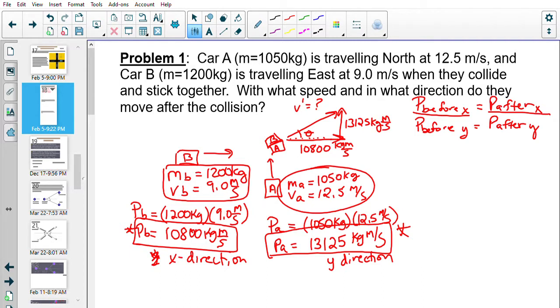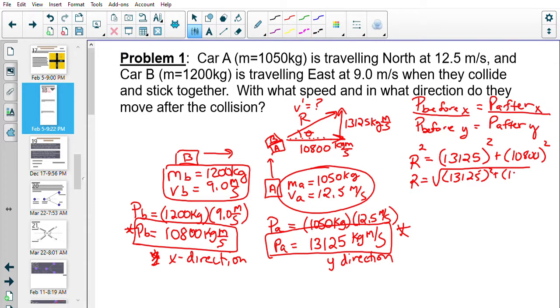So if you know the total x and total y, we can get the resultant momentum for the cars by using Pythagoras theorem. So we know that r squared equals 13,125 squared plus 10,800 squared. Drop in the units because I don't have much room. You take the square root of that answer, and when you're done, you get the total momentum of this object, which comes out to like 16,999, so we'll round that off to 17,000 kilogram meters per second.